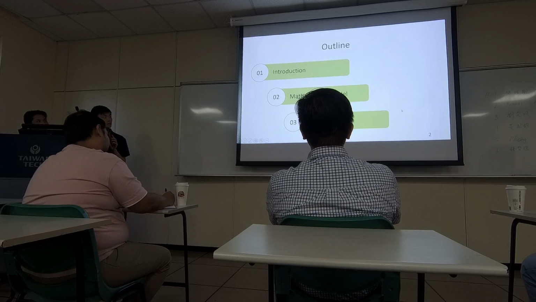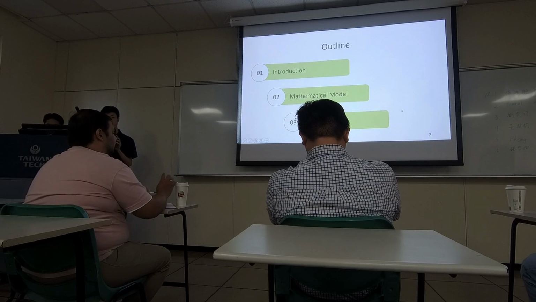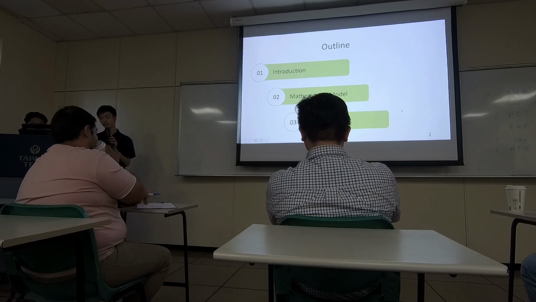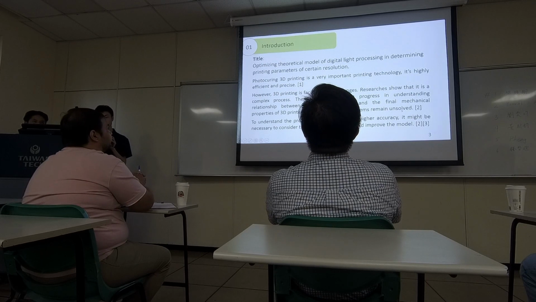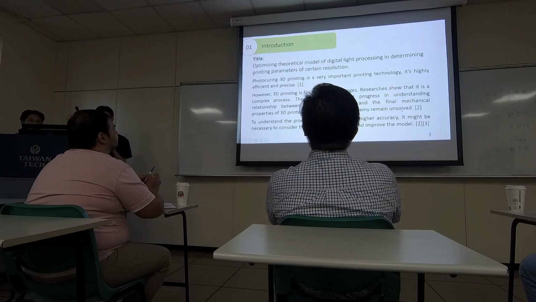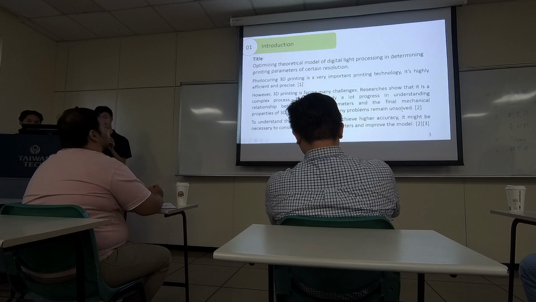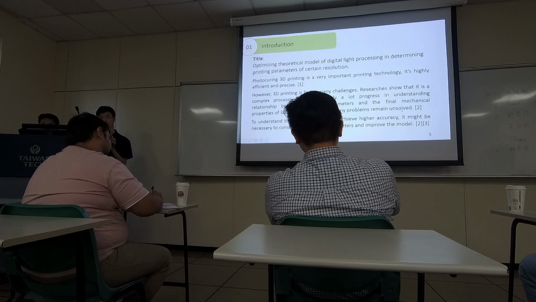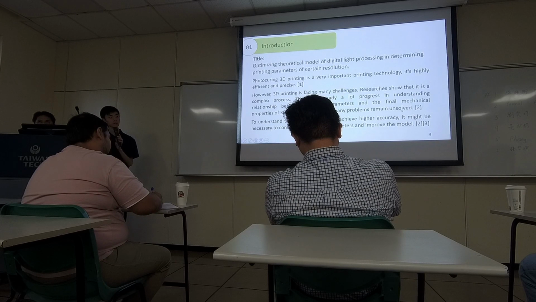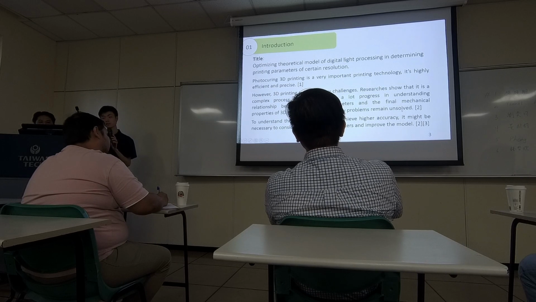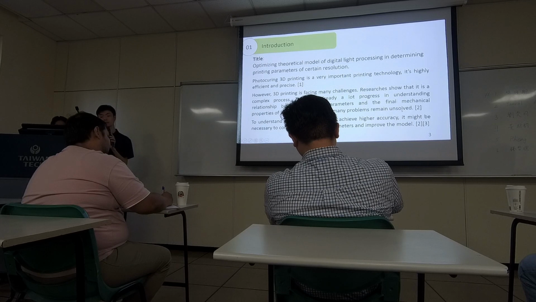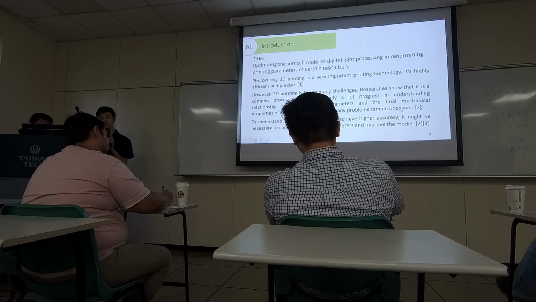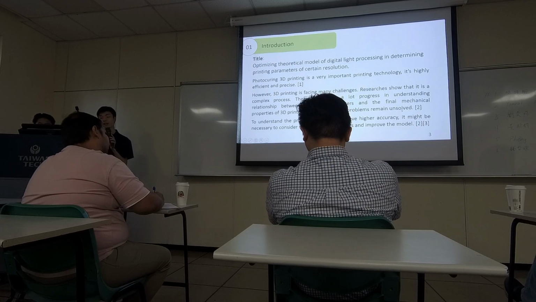Here is our outline, and we will do the introduction and talk about the mathematical model and methodology. So our research will be optimizing the theoretical model of digital light processing in determining printing parameters of certain resolution. So this is about photocuring 3D printing, and it's been a very important printing technology, and it's proved to be highly efficient and precise. But there are also some challenges the technology is facing.